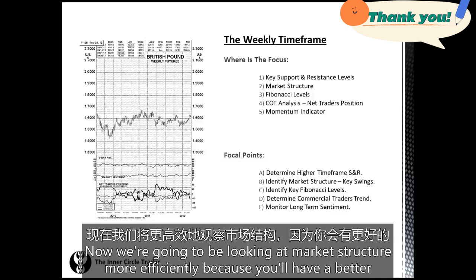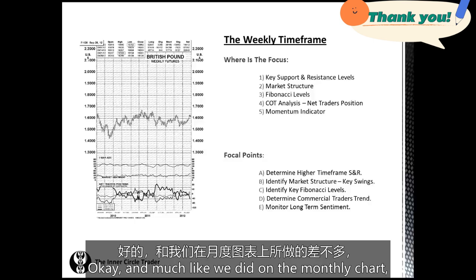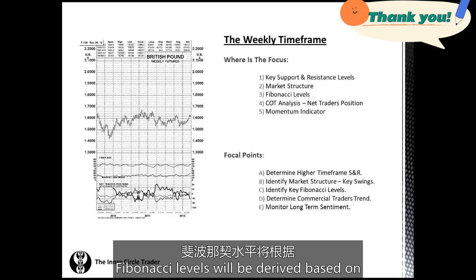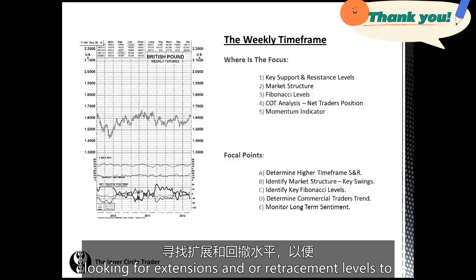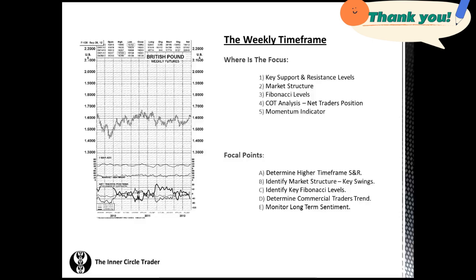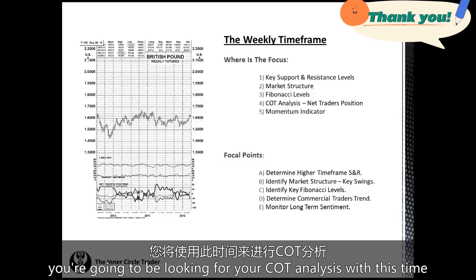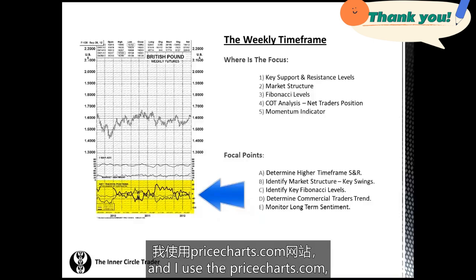Now we're going to be looking at market structure more efficiently because you'll have a better gauge on price swings using the weekly chart and having market structure. Okay, and much like we did on the monthly chart, Fibonacci levels will be derived based on the swing highs and swing lows, looking for extensions and or retracement levels to look for convergence on the lower time frames and or targets. Now on the weekly chart, you're going to be looking for your COT analysis with this time frame. Okay, you'll be following the net trader's position. Okay, and I use the pricecharts.com.